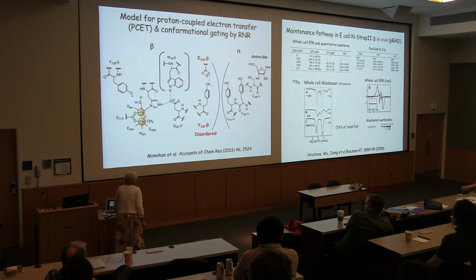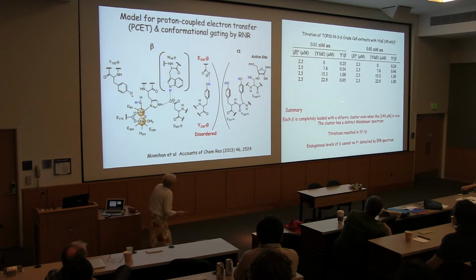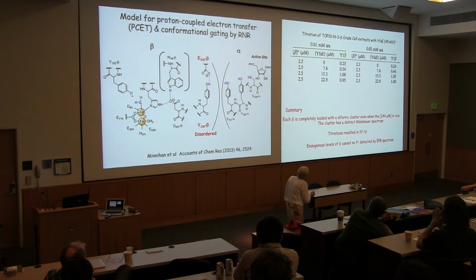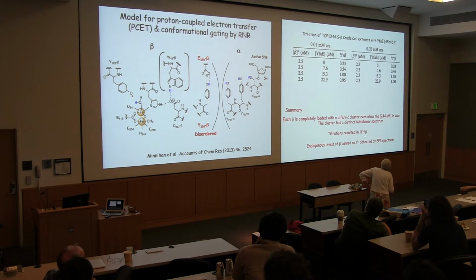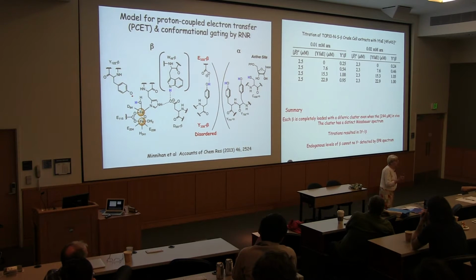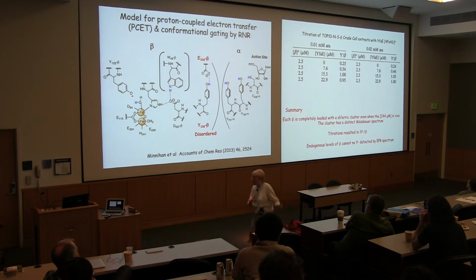Okay, this experiment where we take top 10 cells, so this is crude cell extracts, add back YFAE, and we titrate in YFAE. And under these conditions, we get 1 tyrosyl radical per beta. So I think inside the cell that we're loading both of these centers and that the iron centers are more homogeneous. What do you do with this information? Hopefully one of you guys in the audience can figure that out.